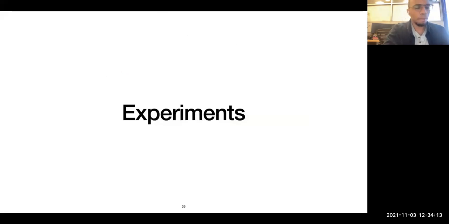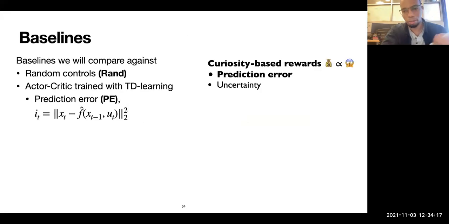And so now let's move on to the experiment section to provide empirical evidence that our method actually does do stuff. But of course, it's important for us to do comparison. So here we're going to quickly discuss the baselines. So the trivial baseline is just random control. So the agent just chooses controls randomly in an open loop fashion. We're also going to compare against actor critics trained with TD learning. And so each of these will be trained using an intrinsic reward function.